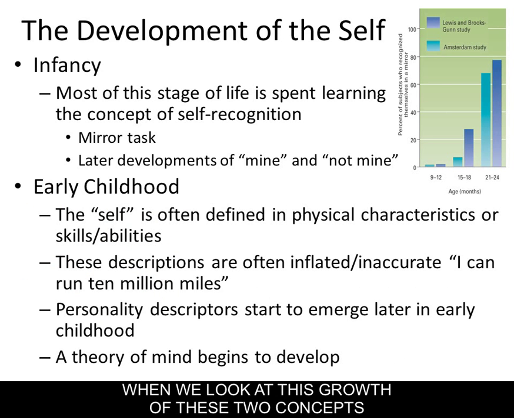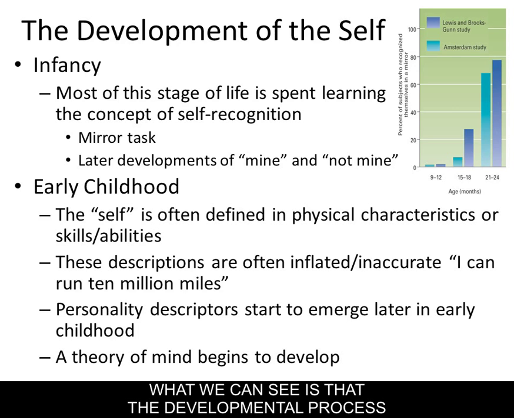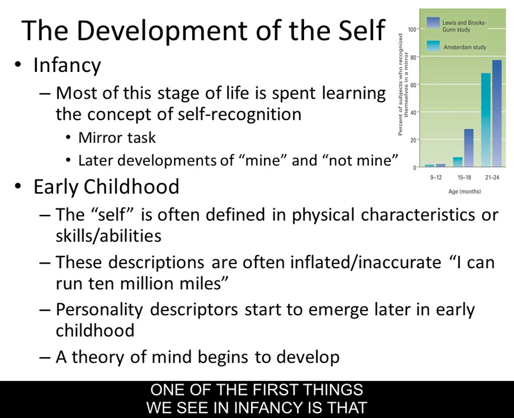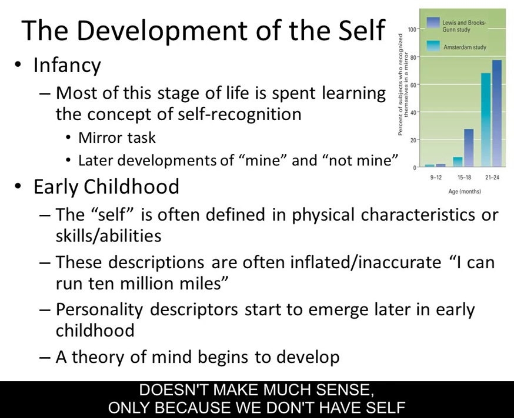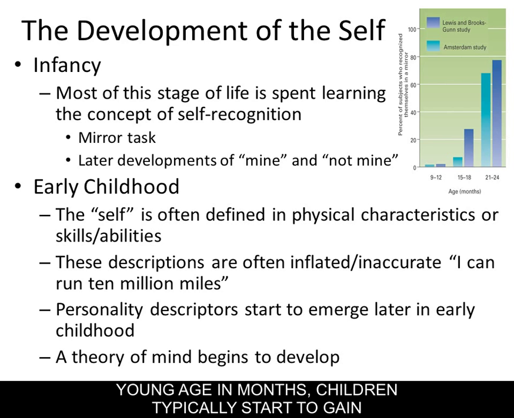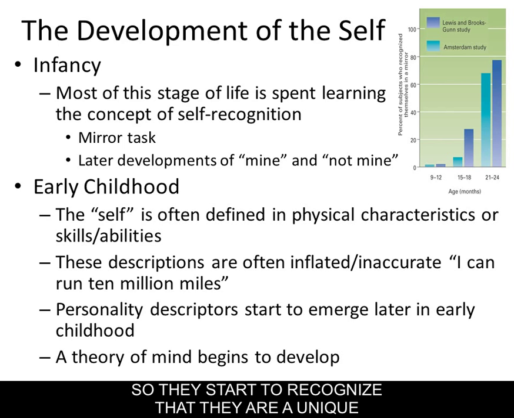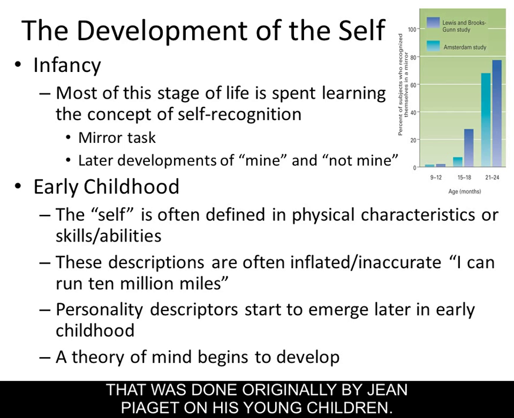When we look at the growth of these two concepts of the self and just the overall idea of the self, what we can see is that the developmental process is strongly linked to a number of concepts within the self. One of the first things we see in infancy is that even though at a young age this idea of the self doesn't make much sense because we don't have self-recognition yet, as children start to age, at a very, very young age in months, children typically start to gain a sense of self. So they start to recognize that they are a unique individual. And one of the first tests that verifies this recognition of the sense of self is the mirror task that was done originally by Jean Piaget on his young children.